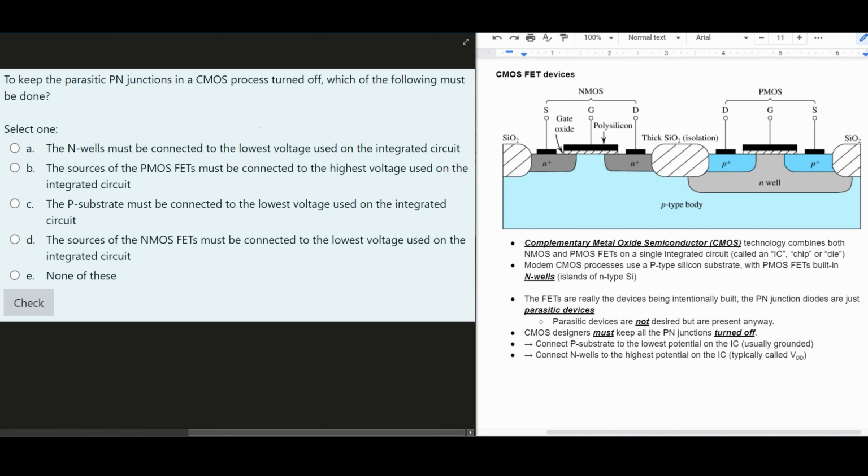The N-well must be connected to the lowest voltage used on the IC. Well, right here it says connect N-wells to the highest potential on the IC, and this is to get rid of parasitic devices. So this is false.